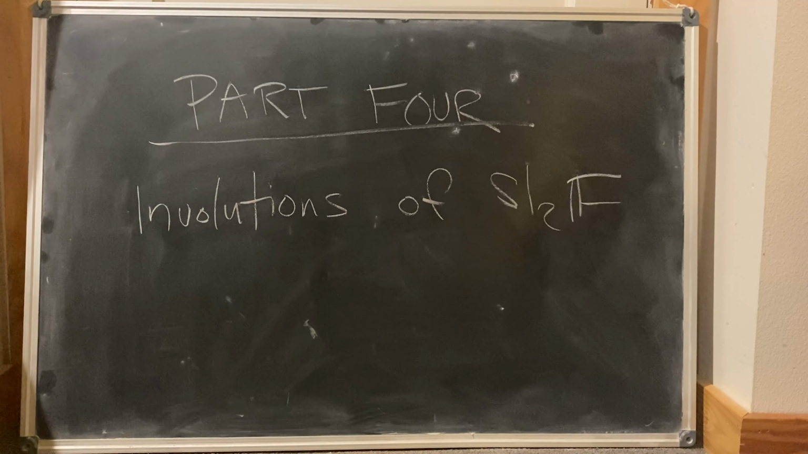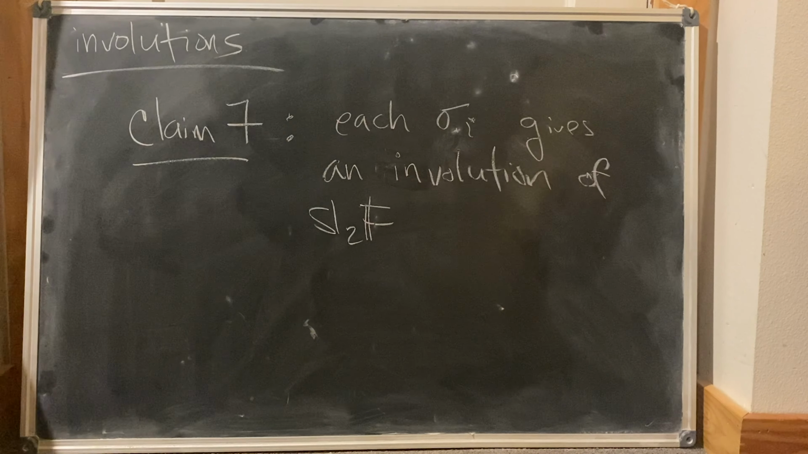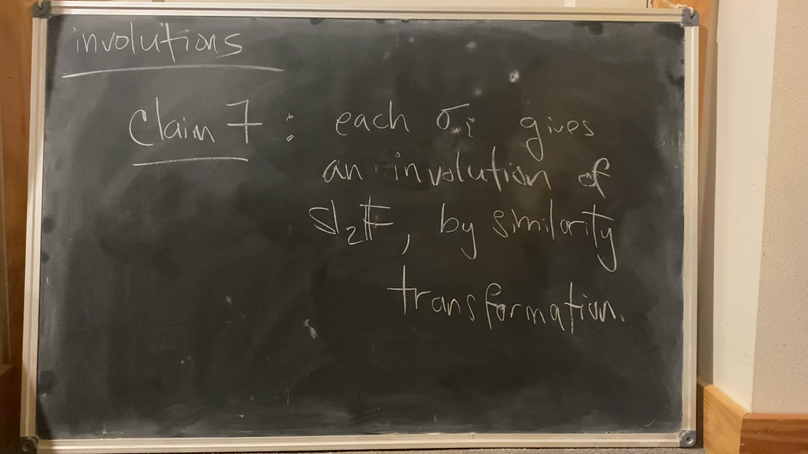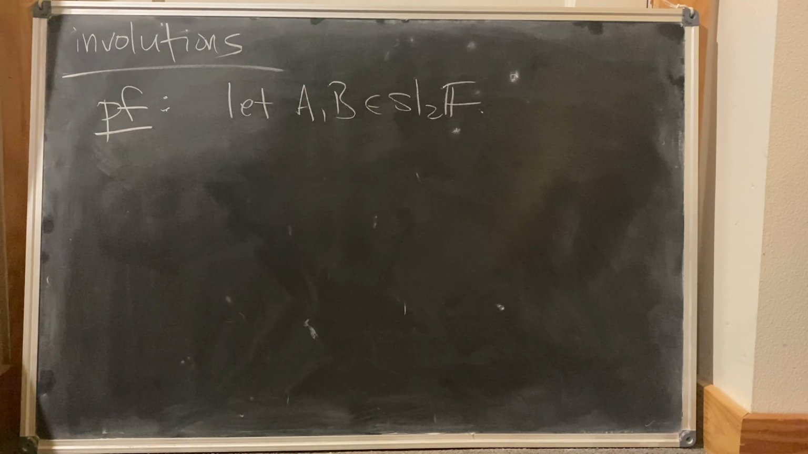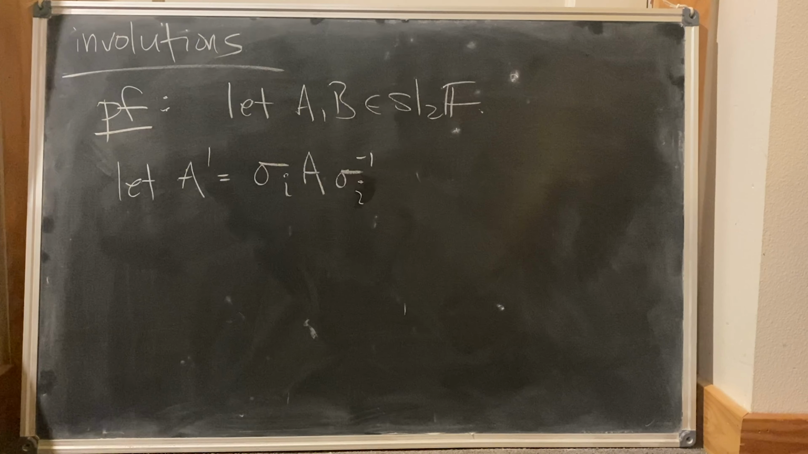Involutions play an important role in our discussion of vertex algebras, and the involutions of sl2F are manifold. Indeed, we claim that each of the physicists' sigma matrices gives an involution of sl2F by conjugation or similarity transformation. Proof. Let A and B be matrices in sl2F, and let A prime be A conjugated by some fixed sigma matrix. Since all sigma i are their own inverses, this simplifies.